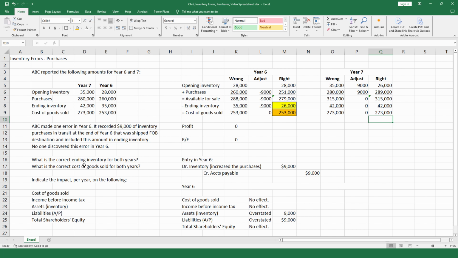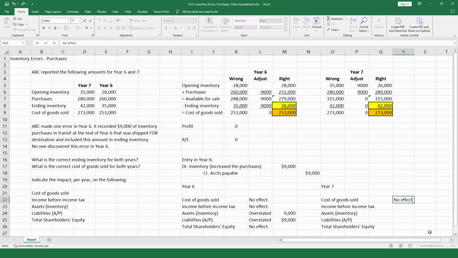So, what is the correct ending inventory for both years? For year 7, my correct ending inventory is going to be $42,000. And my correct cost of goods sold is going to be the exact same number it was before, $273,000. So now we can indicate the impact per year on the following. So we're looking at year 7. Just let me copy this over. Cost of goods sold, no effect. Income before income taxes, no effect.